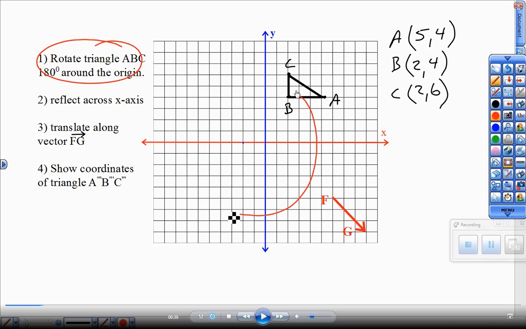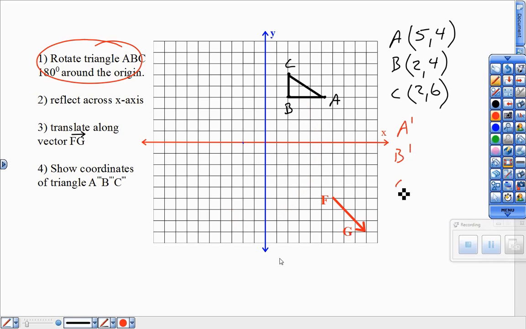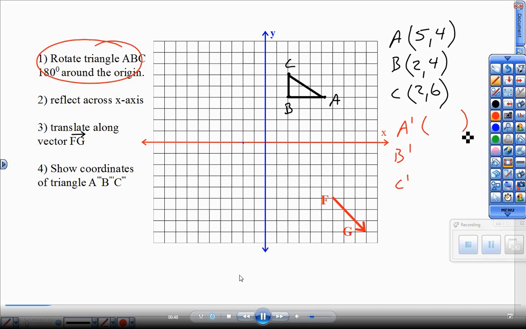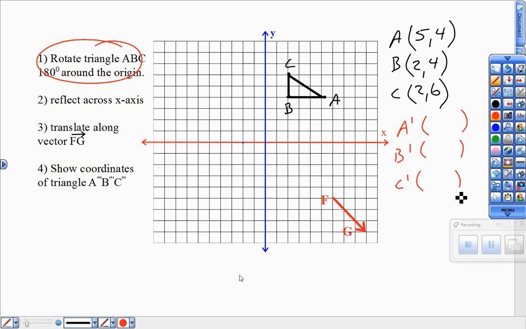If I only did a quarter turn to here, I would flip these points around and make the right coordinate negative. But I'm not. I'm doing a half turn, make both negative. First word is soccer. Soccer. So my new triangle after rotating it 180 degrees is going to be at -5, -4, -2, -4, -2, -6.